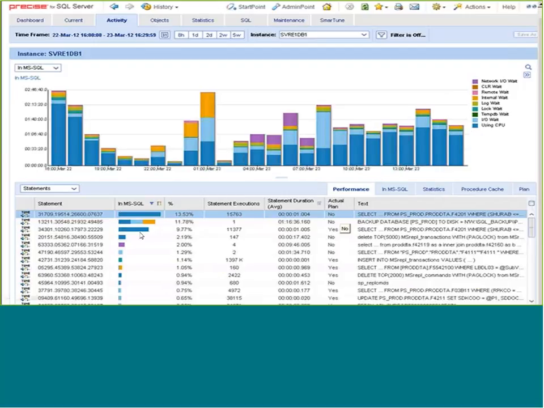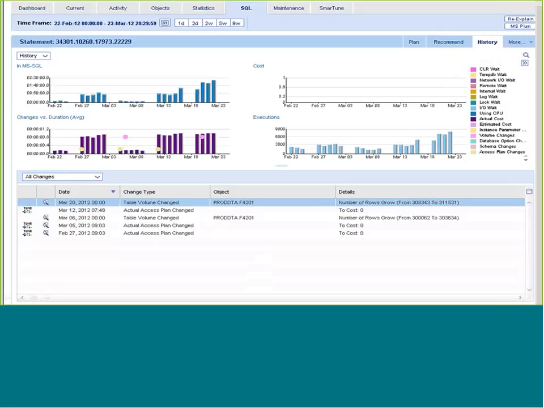This thing is bound by CPU. Now, we track this SQL statement by 34301, so every time this is executed, we increment our counters to keep track of it, and that means that we have a detailed history, and I can access it by clicking that Tune button. So here's the History tab, and this screen here shows average duration versus changes.